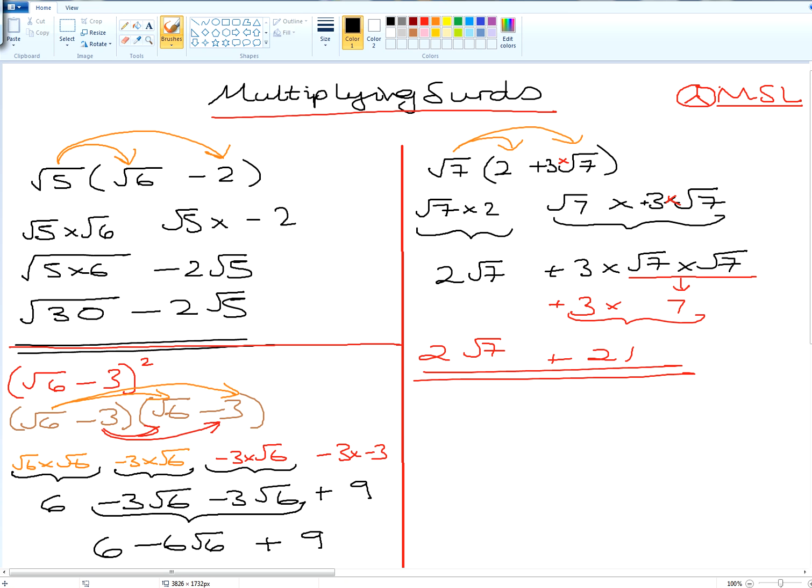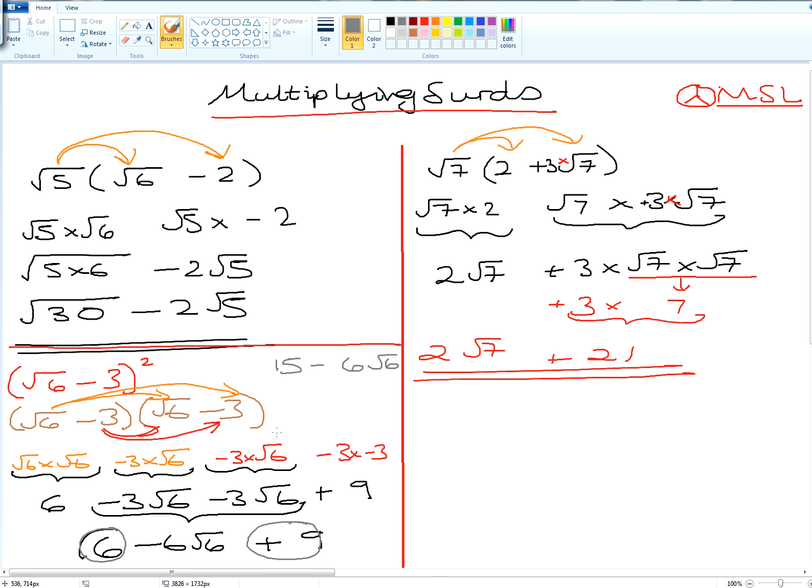Can we simplify that any further, Utaba? Okay, you've got this 6 here, which is a number which is added to this number 9. So 6 add 9 will give us 15. And then minus 6 root 6.